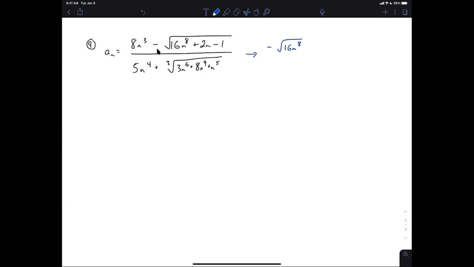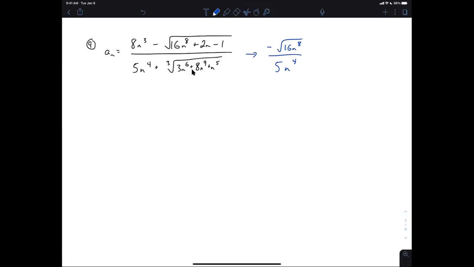Okay, on the bottom, we've got n to the fourth outside. On the inside, the biggest one is 8 n to the 9. But what is the cube root of n to the 9? N to the third, because you divide by 3. So we're looking at n to the 4 versus n to the third. So we're going to take 5 n to the 4 from the outside. Does that make sense? Everybody clear?